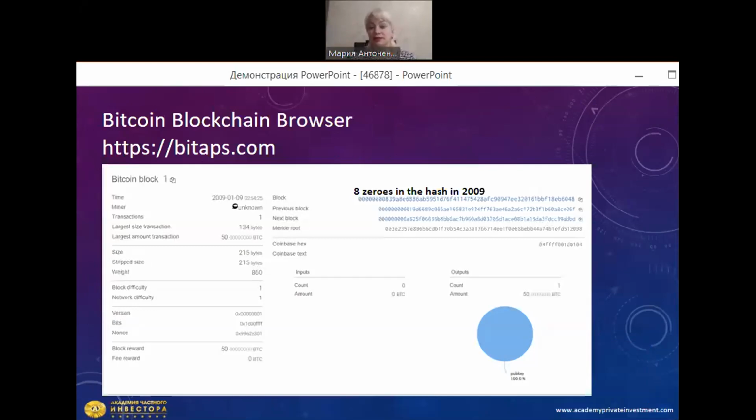Well, we use such a term as the blockchain explorer. I like the bitups.com explorer to see the movement and transfer of bitcoins that I transfer to someone. And please write this down if you don't know the name of this explorer, bitups.com. Some people use a different one, but this one is my favorite. We see that there were 8 zeros in the hash of this block, and in the first block, block number 1, 8 zeros at the start of this hash. And 10 years passed.